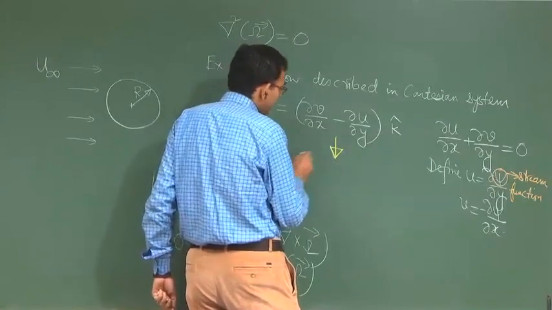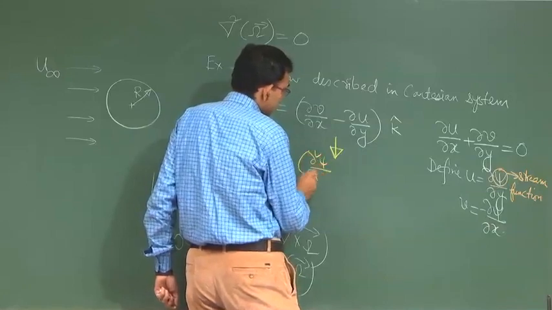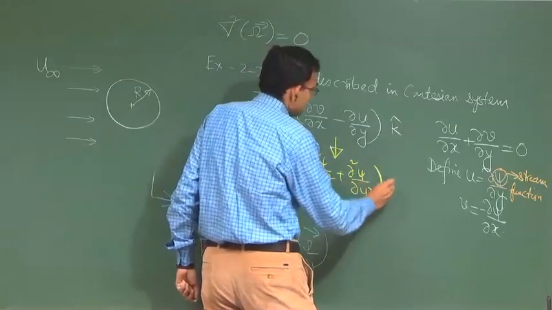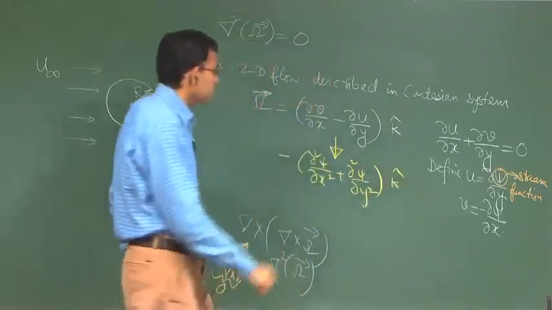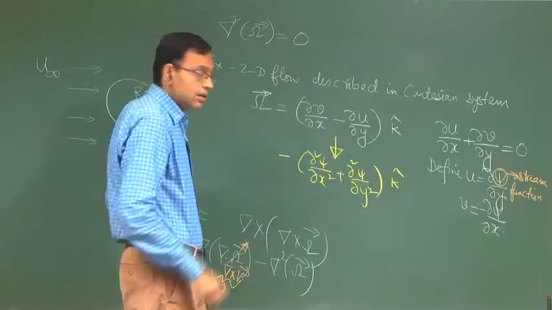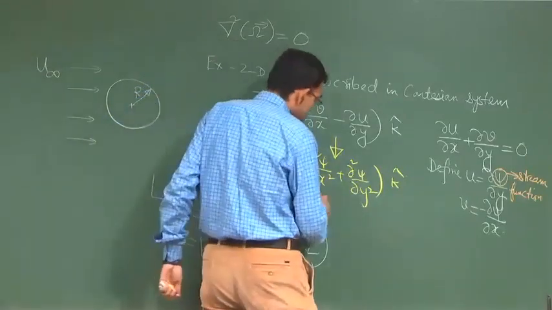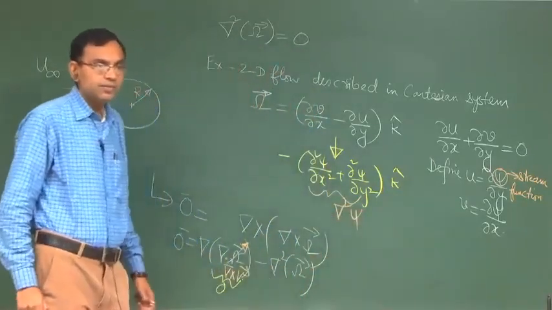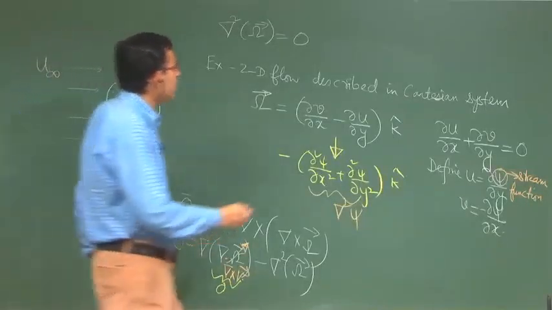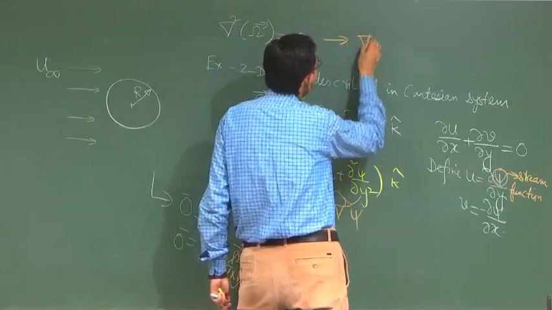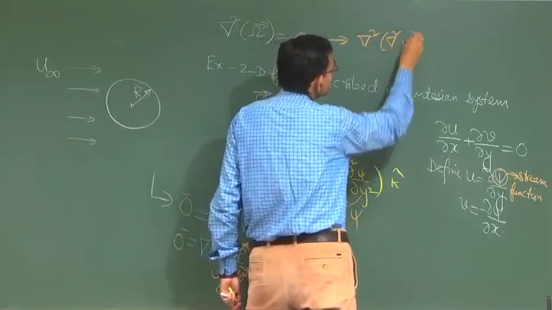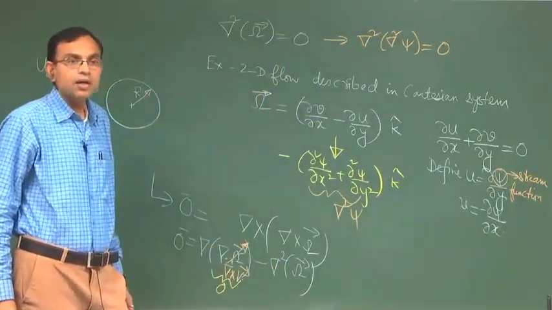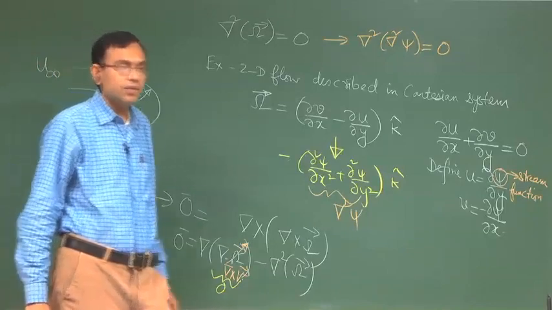So now let us put this definition here. So you can write this, which in 2 dimensions is the Laplacian of psi. So this equation boils down to this, which becomes our governing equation in the Cartesian reference frame.